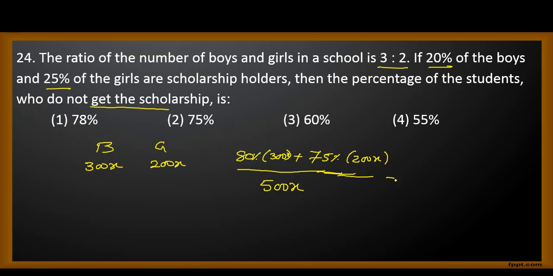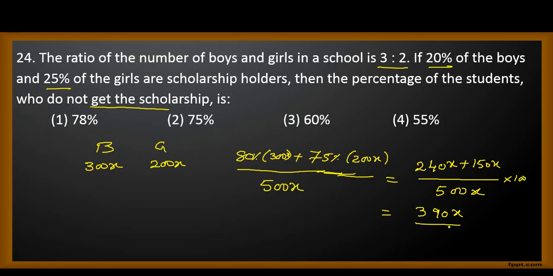Now this equivalent to, what is 80% of 300? 240. So 240x plus 75% of 200, which is 150x, divided by 500x into 100. This is 500x. That equivalent to 390x by 500x into 100. On simplification, you get 78%. The answer is option 1. So this is how we have to do in the exam.